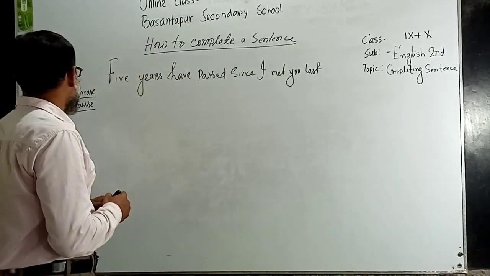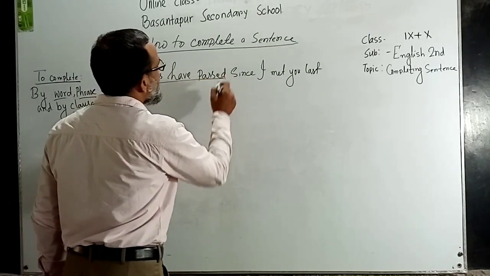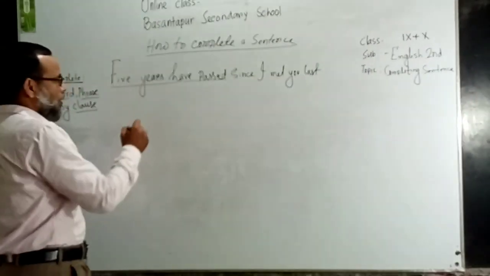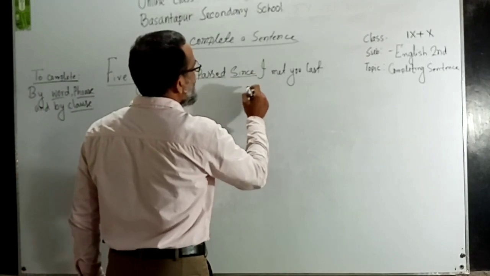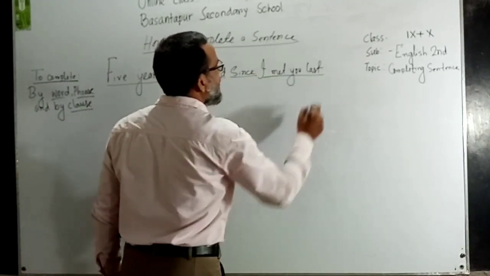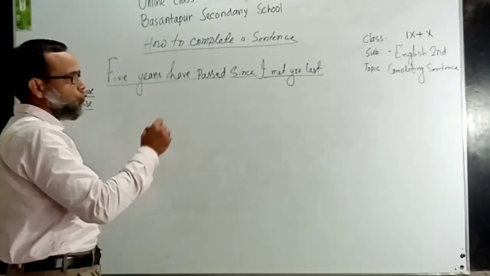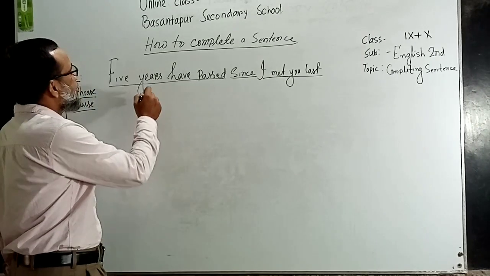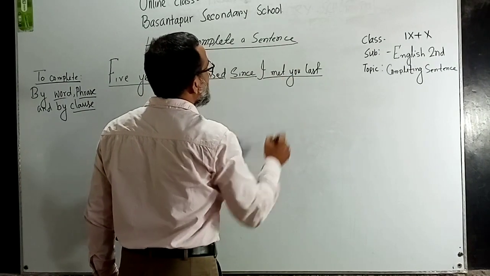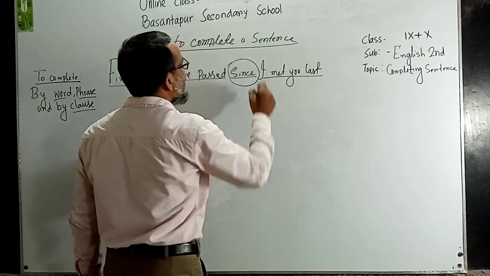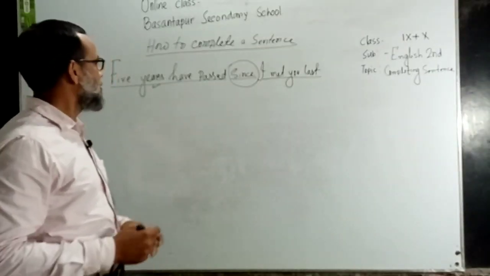Look at the board. Five years have passed. It is a part of a sentence. There is a conjunction and there is another part. So it is a complete sentence but in two parts. One part is here and another part is here, and the connector links them and makes the sentence a complete sentence.